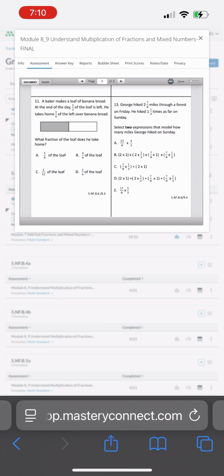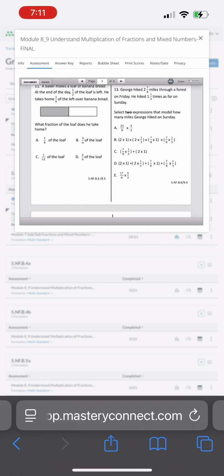C, 7/8 times 1/3 plus 2 times 1. D, 2 times 1 plus 2 times 1/3 plus 7/8 times 1 plus 7/8 times 1/3. E, 17/8 times 5/3.